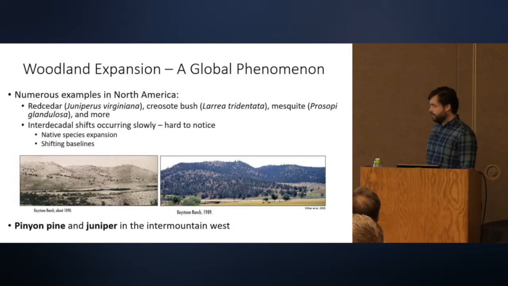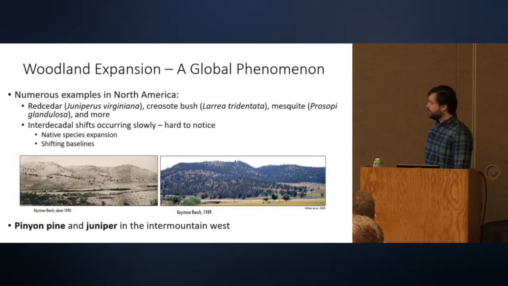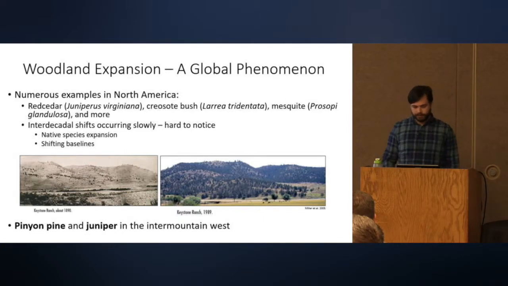So in this figure here, you can see images from a ranch. The first image on the left is from 1890. You can see there are a few scattered pinyon and juniper woody plants around the property here. But by 1989, about 100 years later, you can see that the entire site is just a woodland.